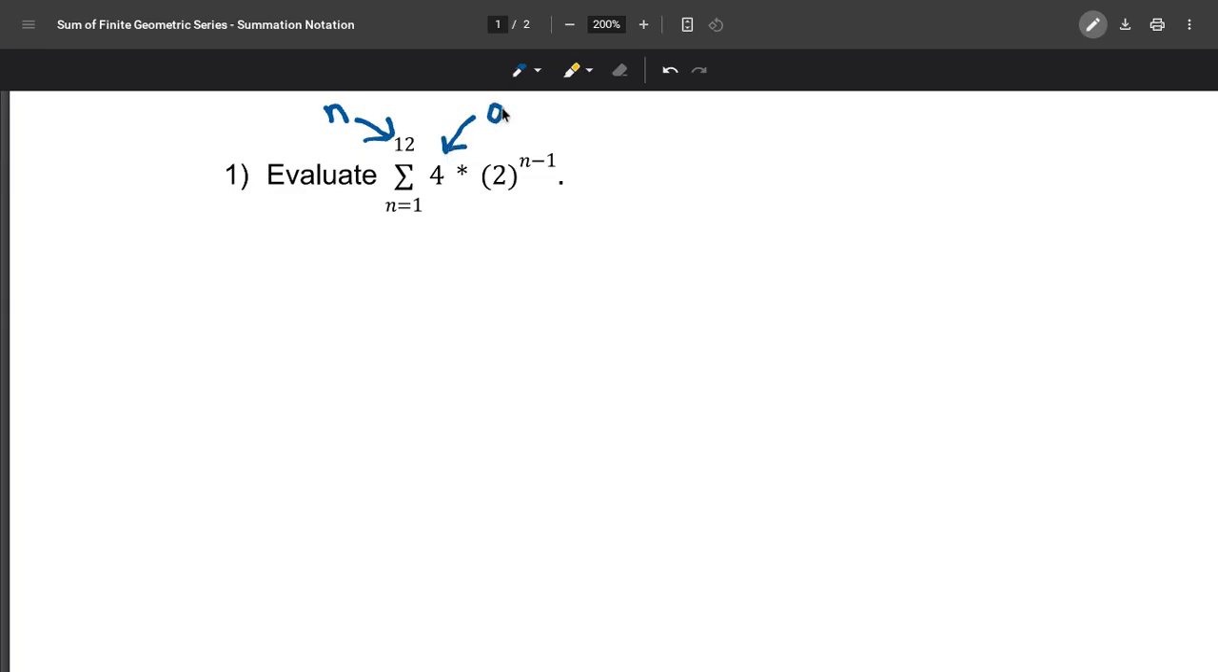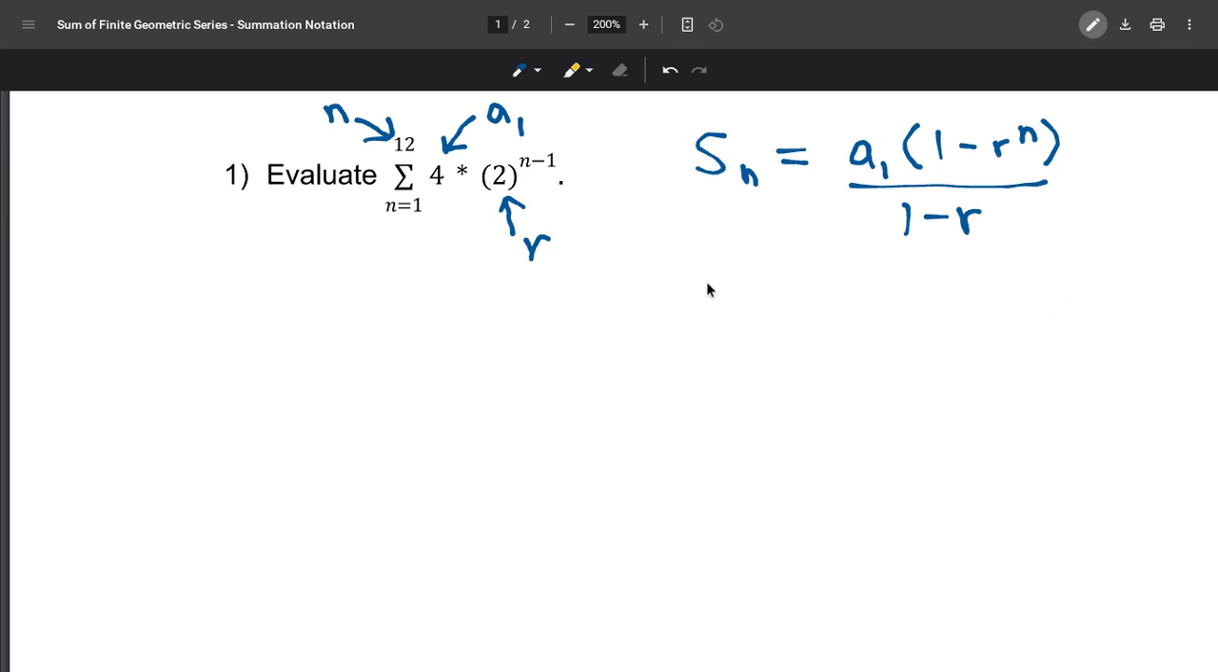Now why is that? Well, when I plug in 1 for n, so the first term, 1 minus 1 is 0. 2 to the 0 power is 1, so we get 4 times 1. So the first term is right here. The common ratio r is 2 in this particular case. So the sum, just as a reminder, the sum of n terms equals the first term times 1 minus the common ratio r raised to the nth power over 1 minus r.